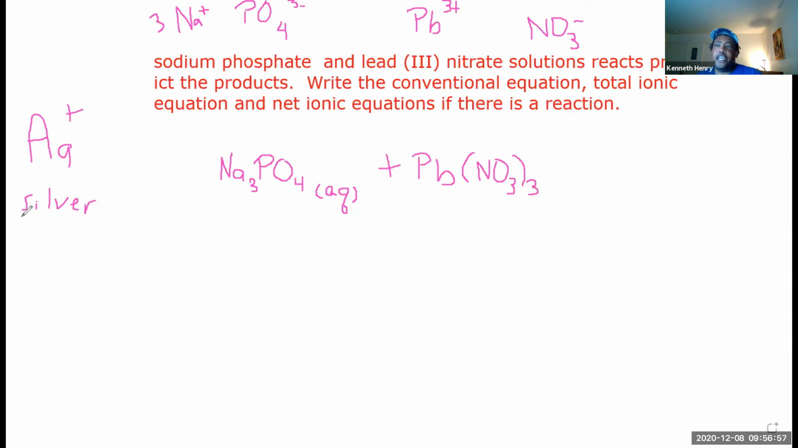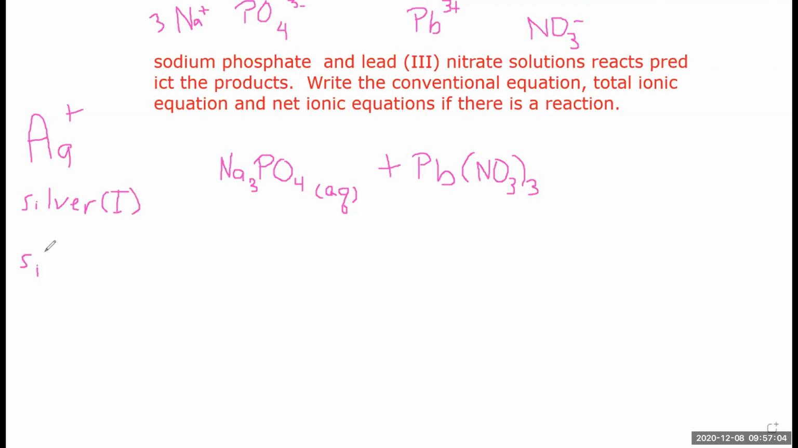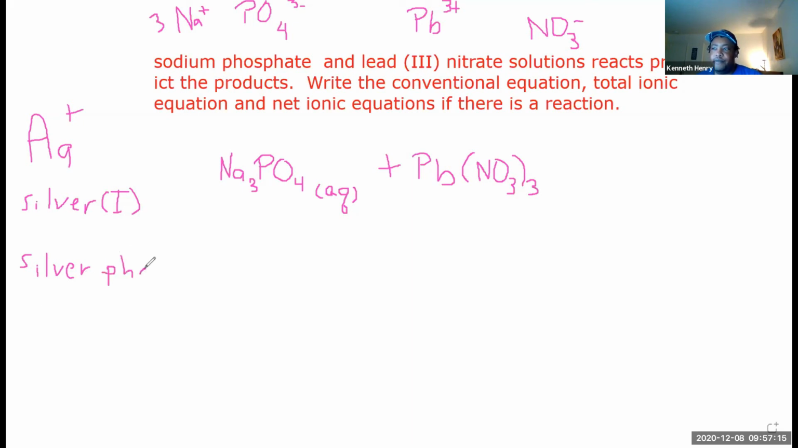So scientists do the same thing. Instead of saying silver 1, we just get lazy and say silver. Anytime you just see silver, it always means silver 1. So if we say silver phosphate, that means silver 1 phosphate. That's what it really means. But we're scientists, we're lazy. We all kind of are, so we get lazy with that terminology, okay?